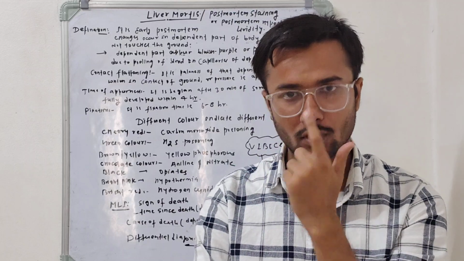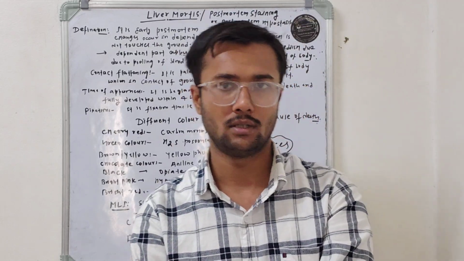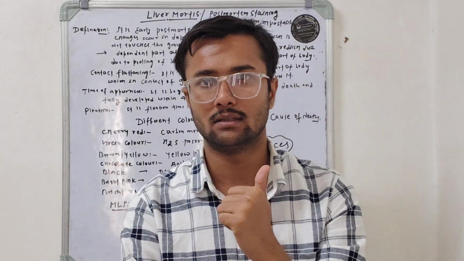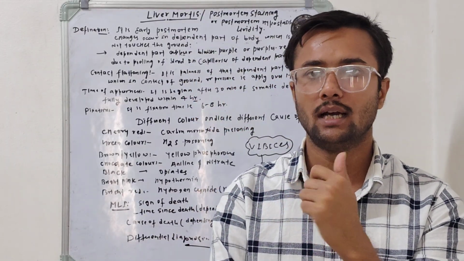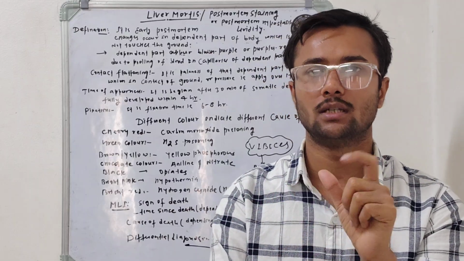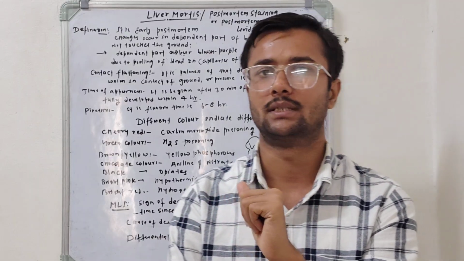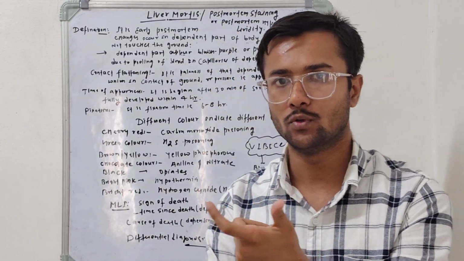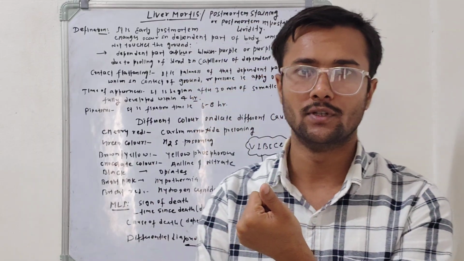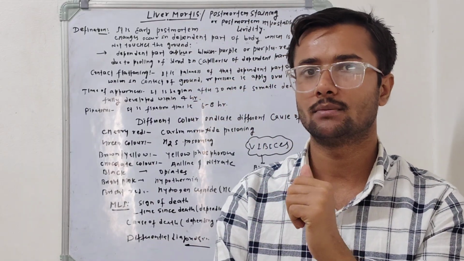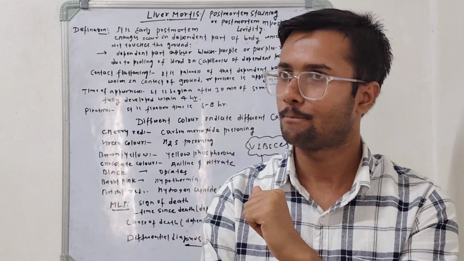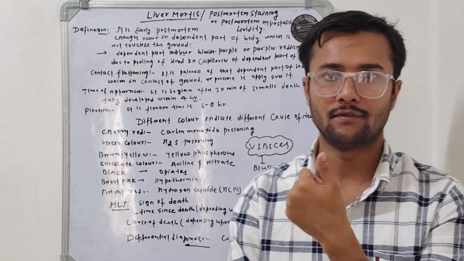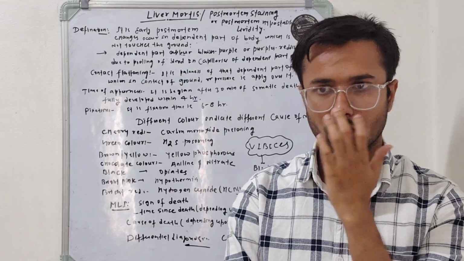Now the time of appearance of postmortem staining: it appears after 30 minutes of death, I mean somatic death, and it is fully developed within 4 to 5 hours. So within 4 to 5 hours, this bluish or purplish appearance is fully developed. Now one more important point related to postmortem hypostasis is fixation. So what happens in case of fixation?